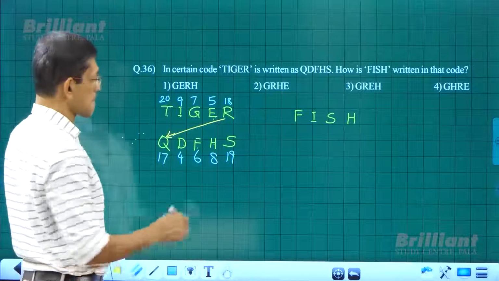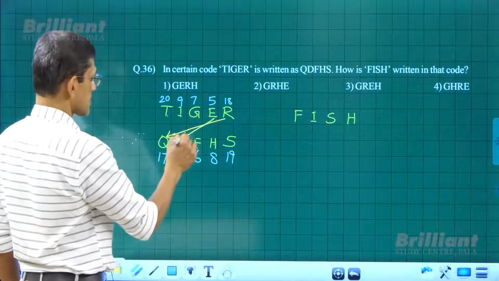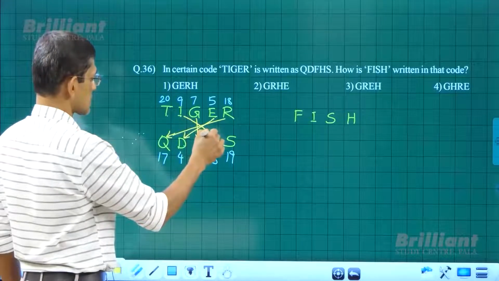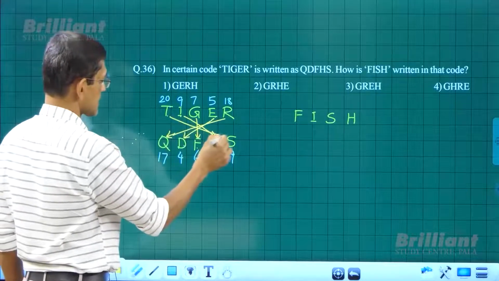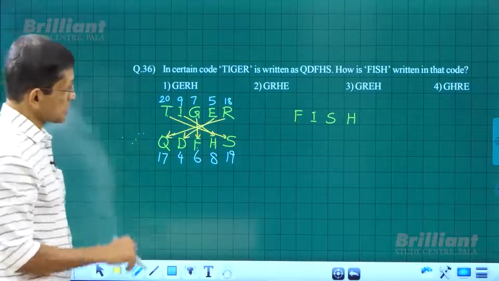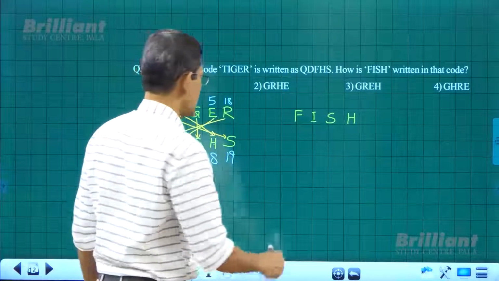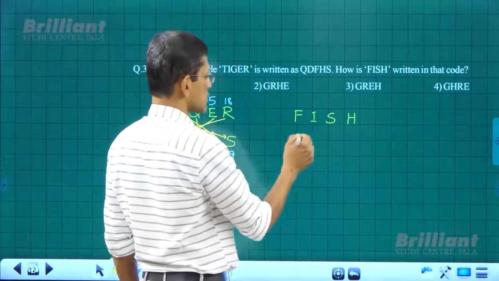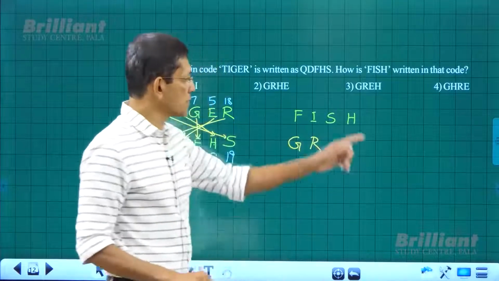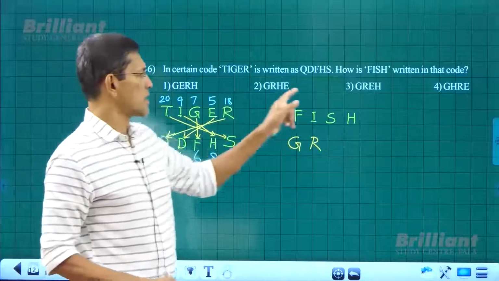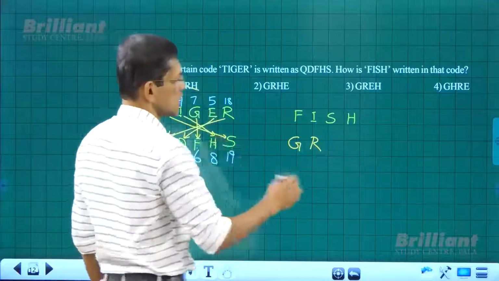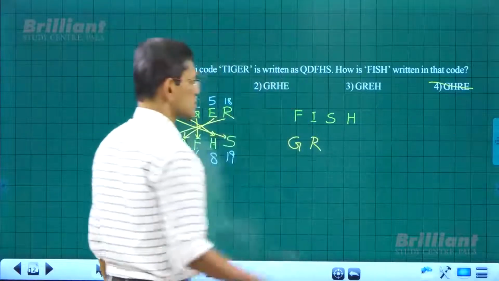You see that? E is coded as D, and G is coded as F, I is coded as H, and T is coded as S. And if you apply the crisscross pattern for FISH, that means H minus 1. H minus 1 is what? G. S minus 1 is R, so GR. So of course some of the answer choices are starting from GR. So this one is not GR, this one is not GR. So that's 2 of them are out.